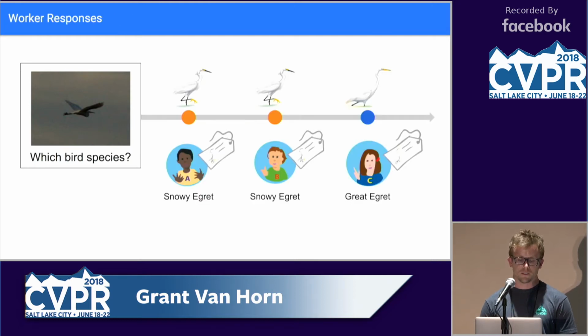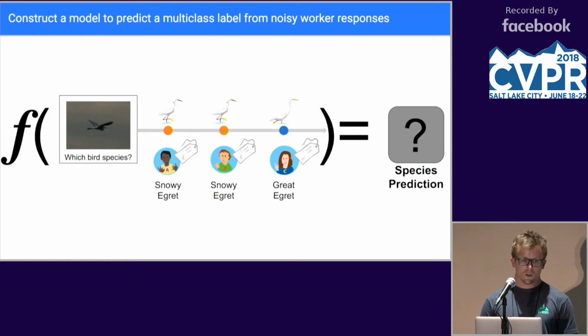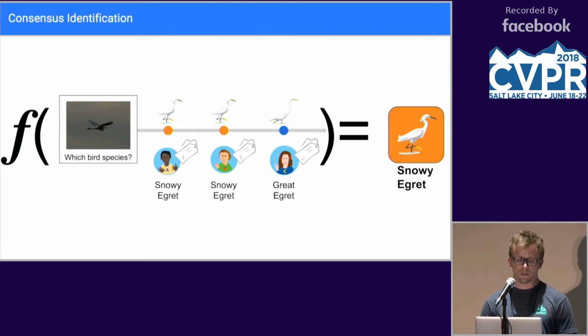And imagine that you get the following 3 responses. Users A and B believe that the photo is of a snowy egret, and user C believes that the photo is of a great egret. Now what you're after is a model that, given the image and the sequence of annotations, can output a final species prediction. One popular instantiation of this model is to simply do majority vote, and this model would output snowy egret as the final prediction.